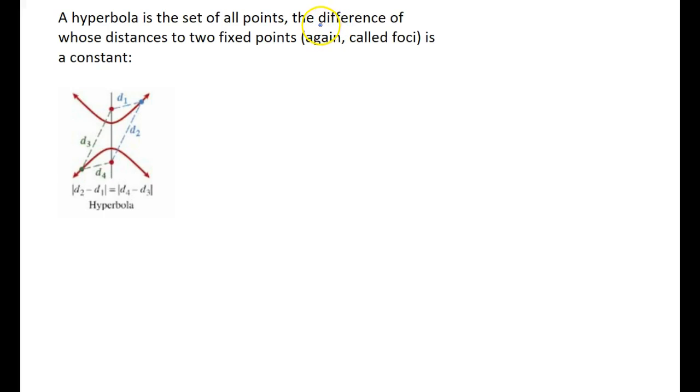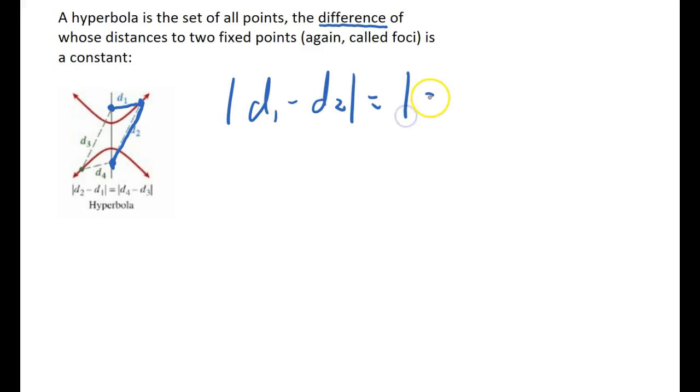A hyperbola is similar to an ellipse, except instead of the sum of the distances to the points, it's the difference of the distances to two fixed points. Okay, so here's one focus right here, here's another focus right there. So if I'm on the curve of the hyperbola, then that distance there minus that distance there, actually the absolute value of that difference. So the absolute value of D1 minus D2 will equal the absolute value of D3 minus D4. So that makes up what we call a hyperbola.